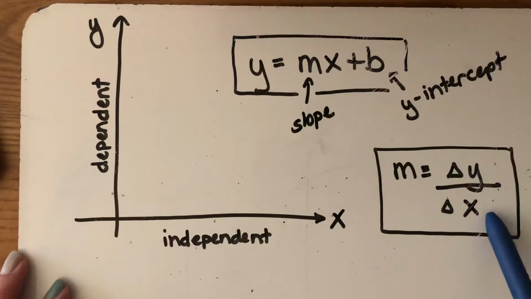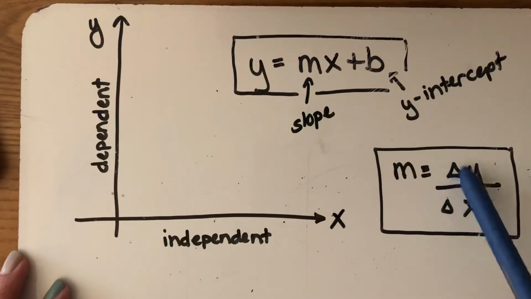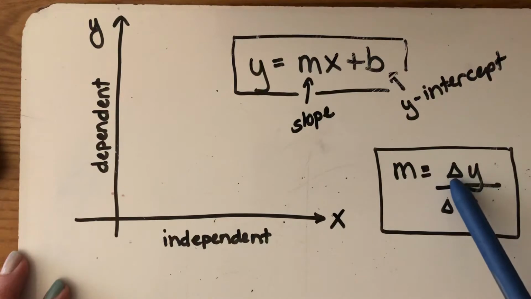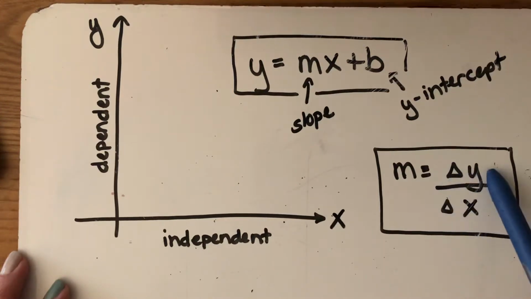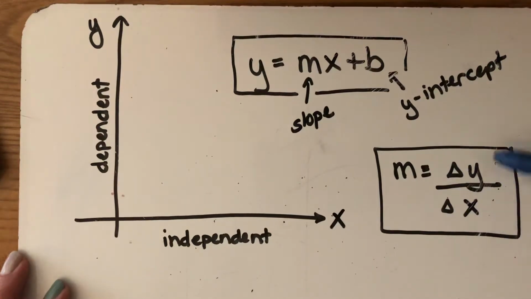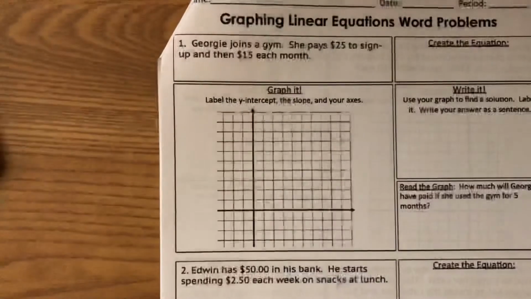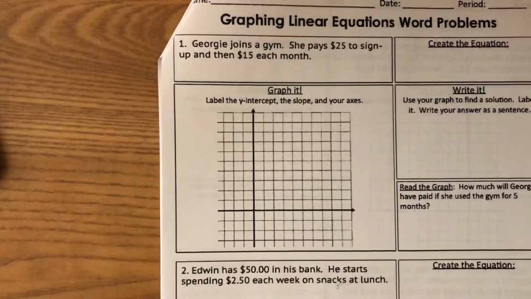And just a reminder that slope is our change in y's. That little triangle in math world means change. So our change in y's divided by our change in x's, or rise over run. So that's kind of our quick review. And let's get on to our problems.